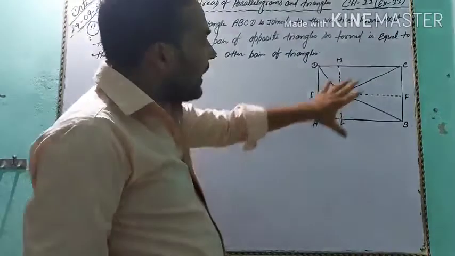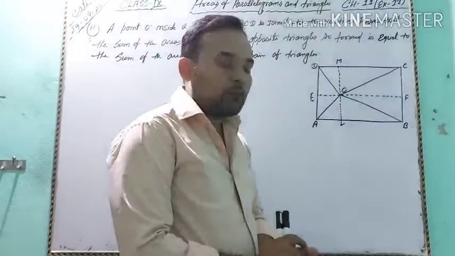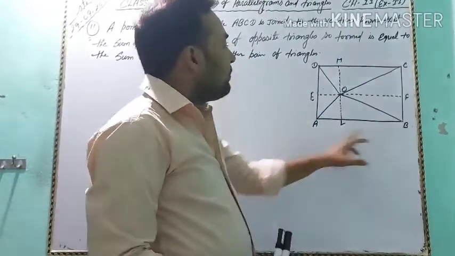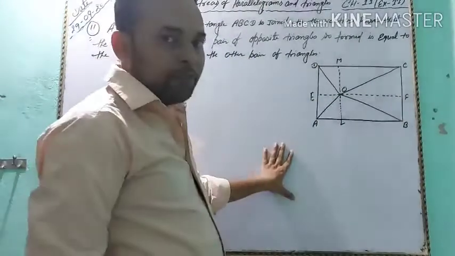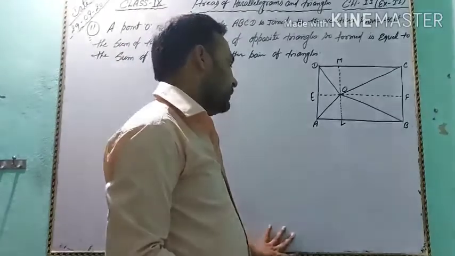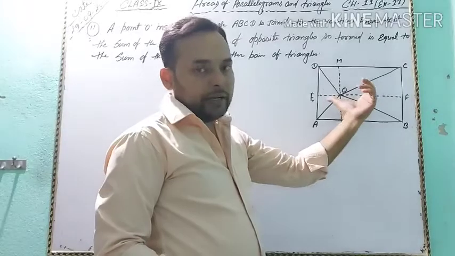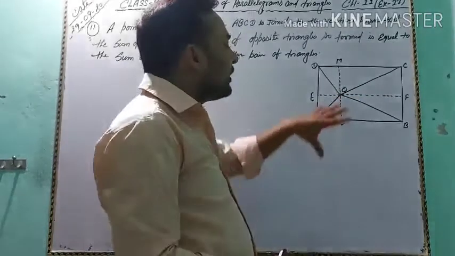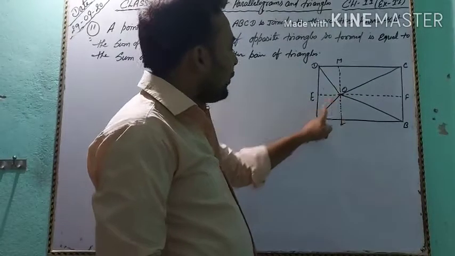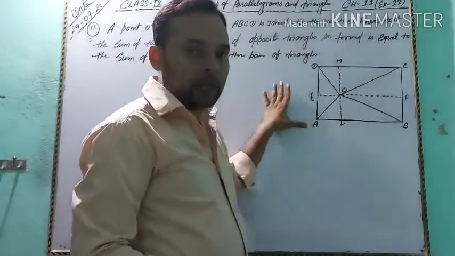Students, in this diagram, ABCD is a rectangle. A point O is inside the rectangle. Join the vertices of the rectangle. So OA, OB, OC and OD are joined.